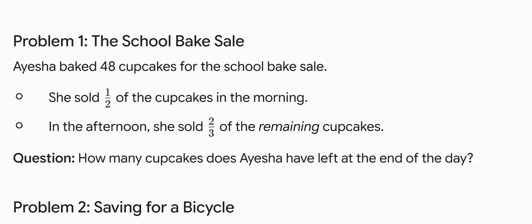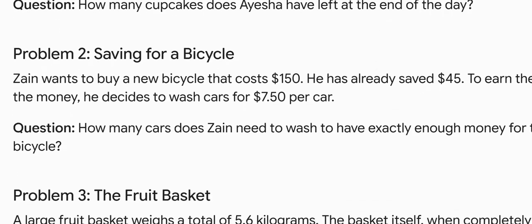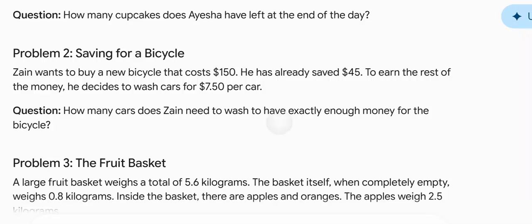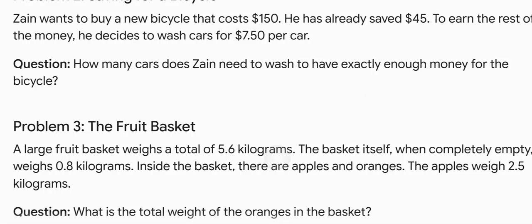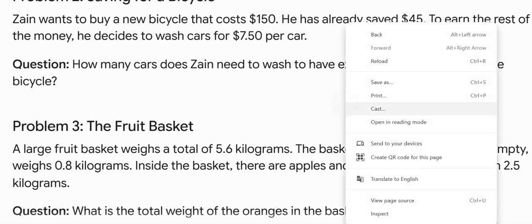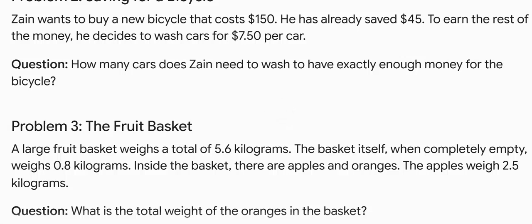So let's move on to the second word problem. Let me align this on the page. Okay, the second word problem is: Zen wants to buy a new bicycle that costs $150. He has already saved $45. To earn the rest of the money, he decides to wash cars at $7.5 per car.